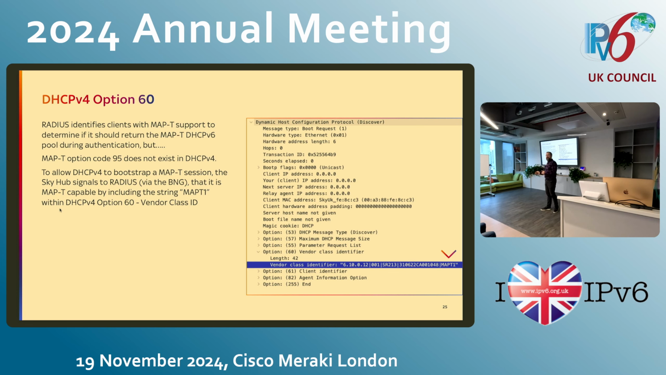DHCPv6 option 95 doesn't exist in DHCPv4, so we had to get creative. We already use option 60, or vendor class ID, for some other things, so we've appended the MAP-T string on the end of that option to allow us to signal that this CPE supports MAP-T within DHCPv4.